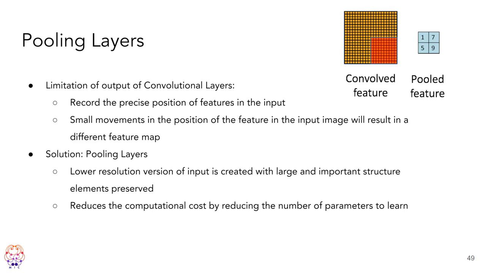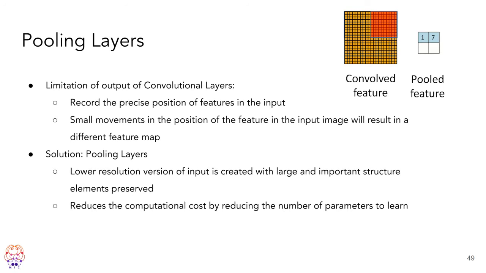And you want this to a certain degree, but if it's recording the location at too great of a resolution, then small movements of the input will result in a different activation map. So if you have the same object, but it's slightly moved, it will think it's a whole different object. And this will contribute to overfitting because it'll make it hard for the network to generalize among different inputs.